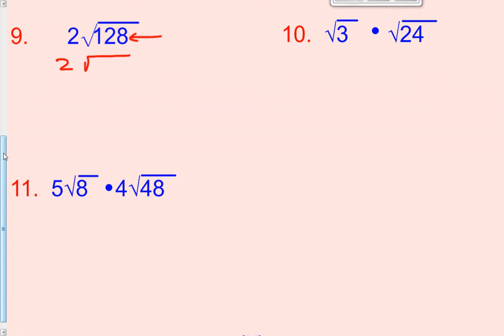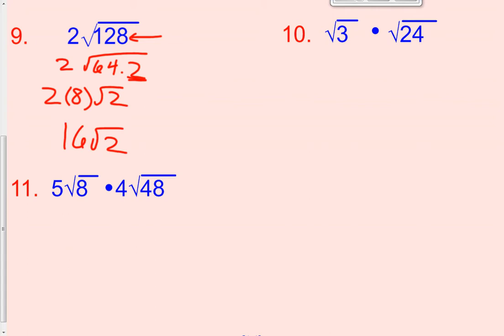So this is the same thing as 2 square root 64 times 2. 128 is the same thing as 64 times 2. So I'm not changing anything, I'm just making it look a little bit different. So now I can take the square root of 64, it's 8. So now I have 2 multiplied by 8 times, this is left, the square root of 2. And 2 times 8 is 16. So my answer is 16 square root 2.